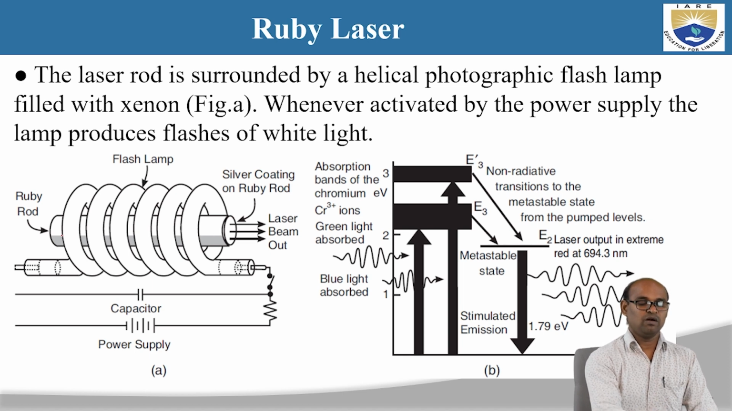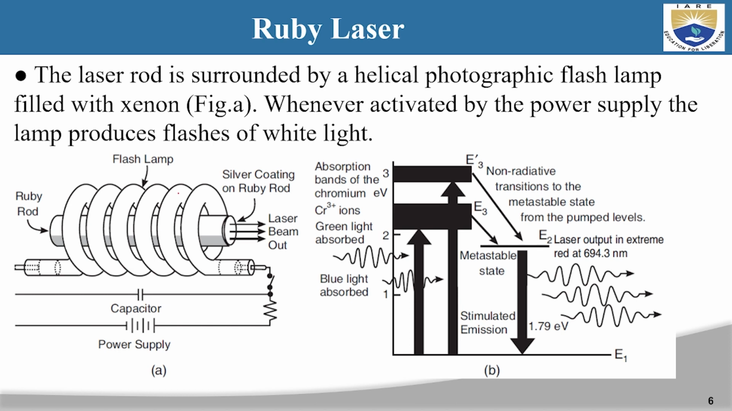So we have a ruby rod around 4 centimeters in length and 1 centimeter in diameter, and then we have polished and silvered the ends so that they act as mirrors. The front mirror is partially reflecting and the end mirror is 100% reflecting, and in between we have the ruby rod with 0.05% of chromium atoms. So we have the active medium.